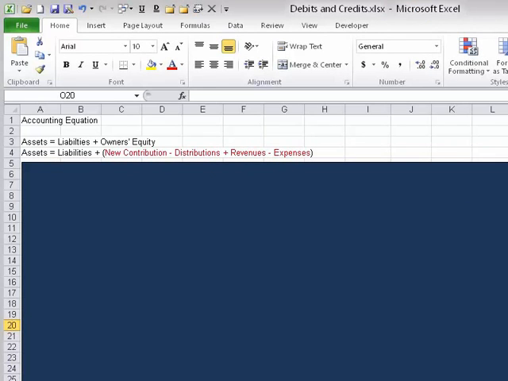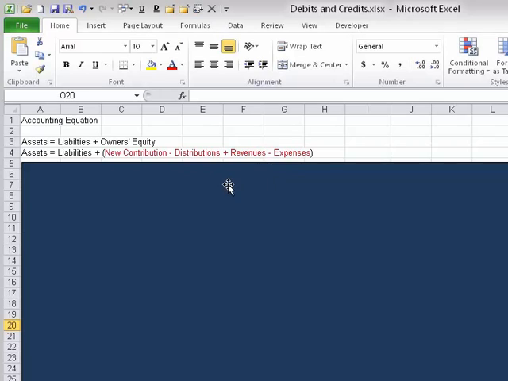So we can expand owner's equity to say it consists of new contributions, less distributions, plus revenues, minus expenses. The sum of those will give us either owner's equity or stockholders' equity. So in other words, the expanded accounting equation is given in row 4, and it says assets equal liabilities plus new contributions of owner's equity minus distributions to owners plus revenues minus expenses.